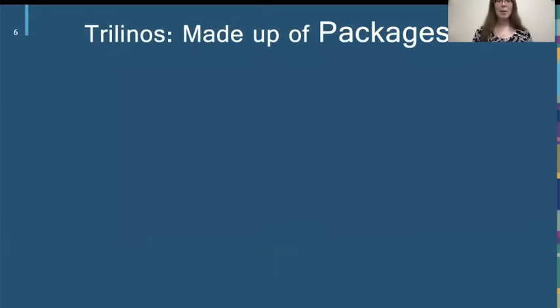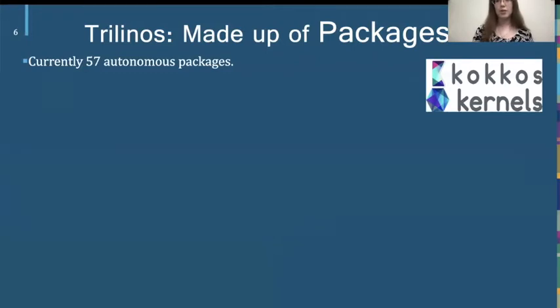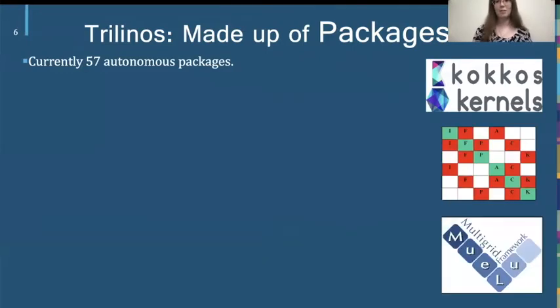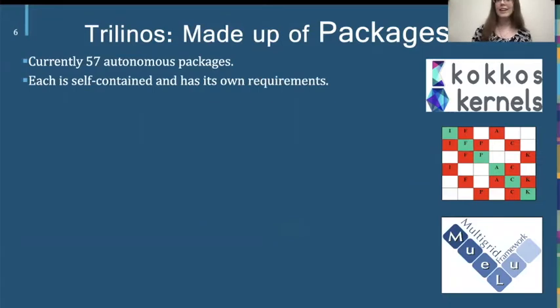Trilinos is made up of several packages, little independent software units within the whole of the Trilinos framework. Currently, there are 57 autonomous packages within Trilinos. They include Kokkos kernels, IFPACK, and MueLu. Each of these packages is self-contained and has its own set of requirements.